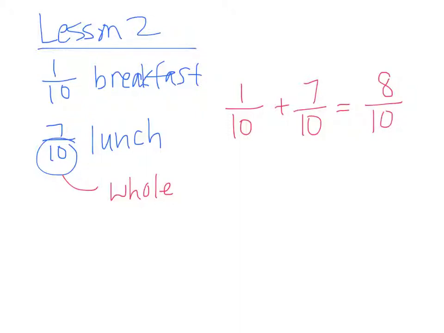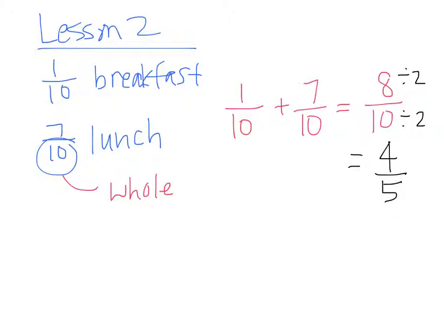Okay, now is 8/10 in simplest form? No, it's not. What is the GCF? Yuna? What is the greatest common factor they have? The greatest common factor they have is 2. Very good. So I'm dividing each side by 2. And when I do that, what do I get, Yuna? Okay, so 4/5.